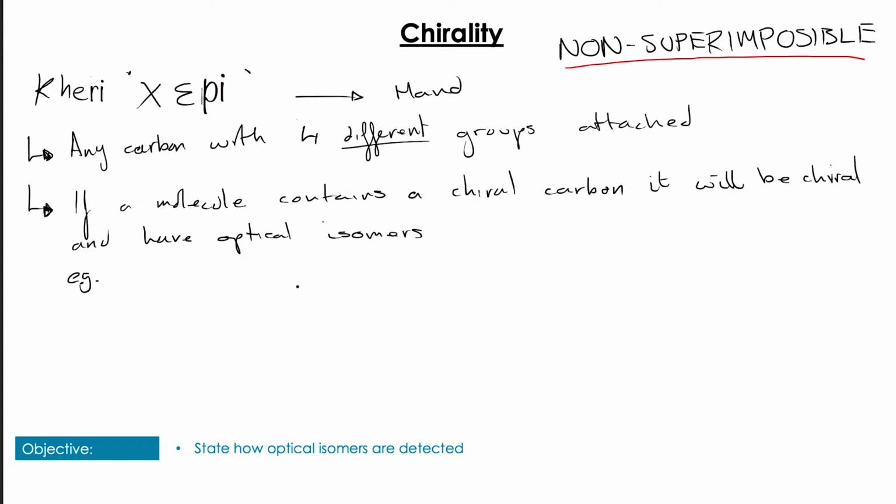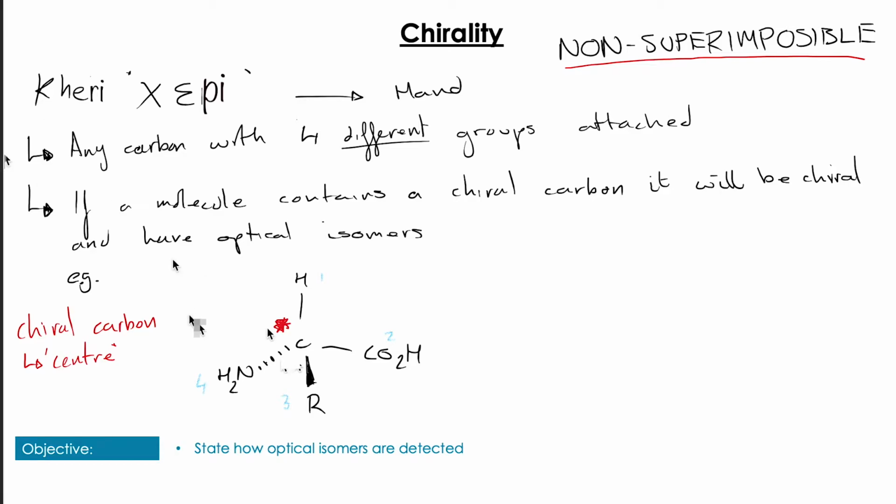So if we take the example of amino acids and take the general formula, then we can see that the central carbon has 4 different groups, if in this case the R is not a hydrogen, and we call that the chiral carbon or the chiral center.